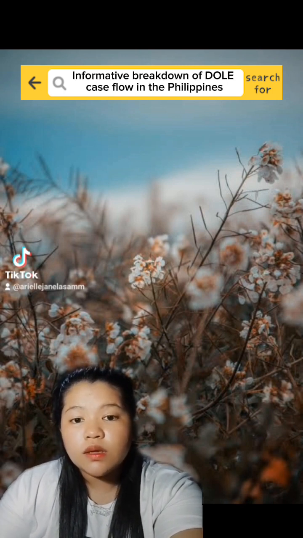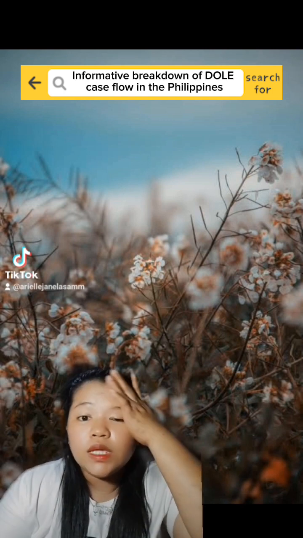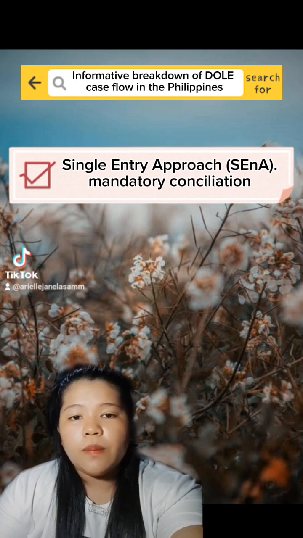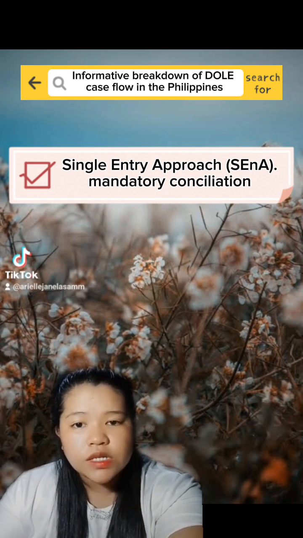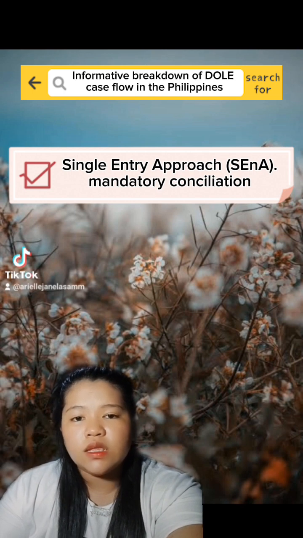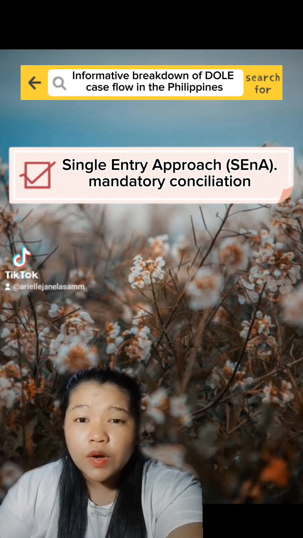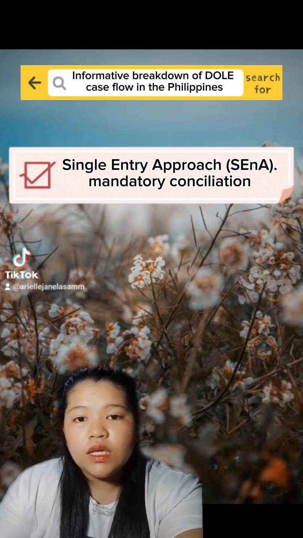So the first one, when that is processed, the documents would go to SENA. So what is the SENA? SENA is the Single Entry Approach. This is a 30-day mandatory conciliation-mediation which seeks to provide a speedy, impartial, inexpensive, and accessible settlement service for unresolved grievances and complaints arising from employer-employee relations. When both parties don't agree on the settlement, the documents will be submitted to the labor arbiters.